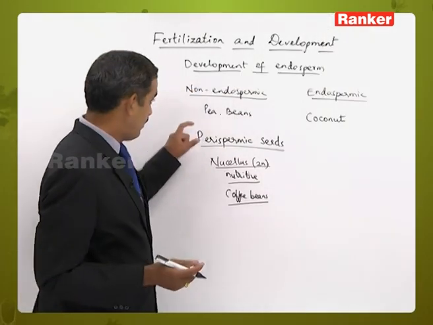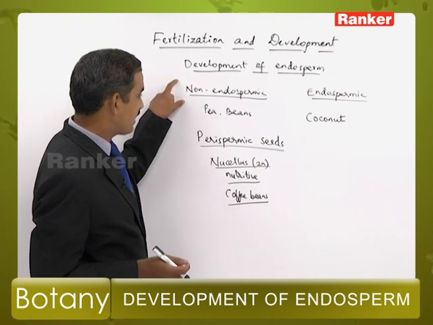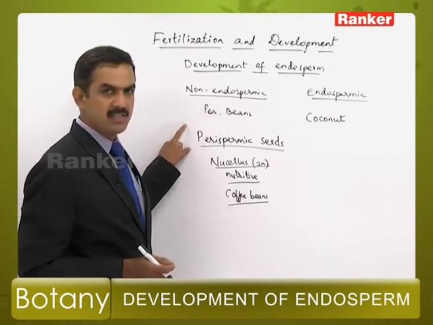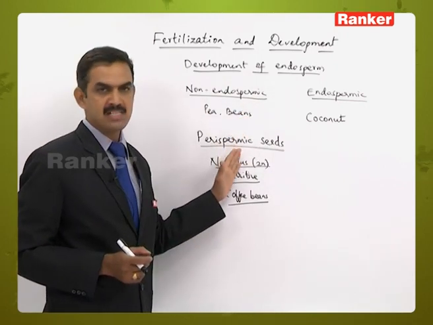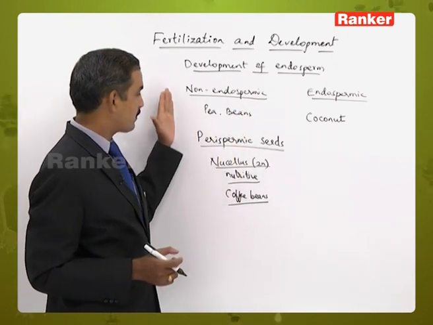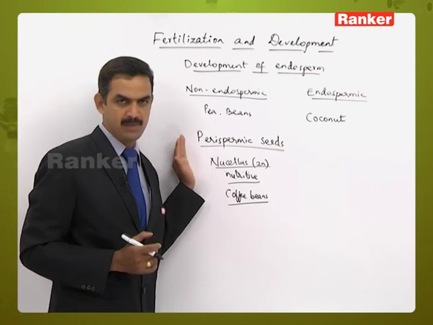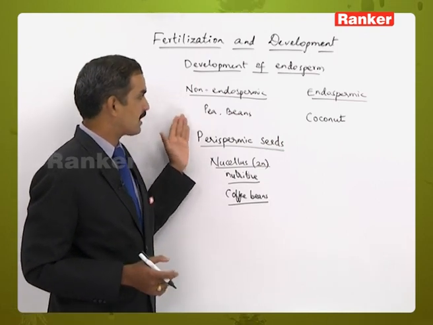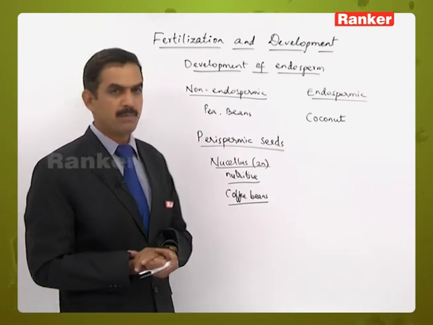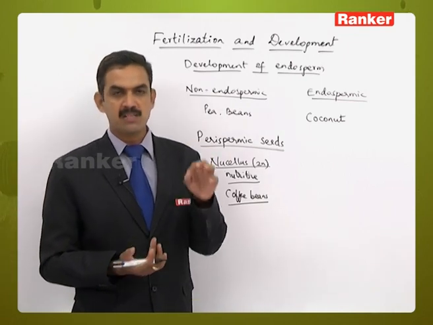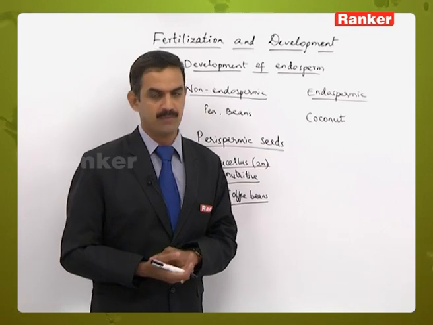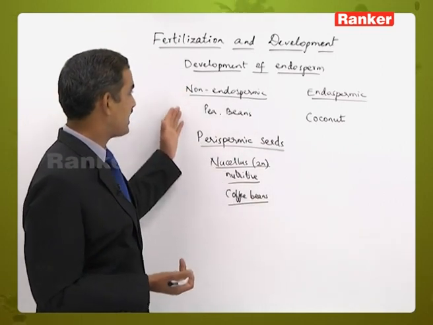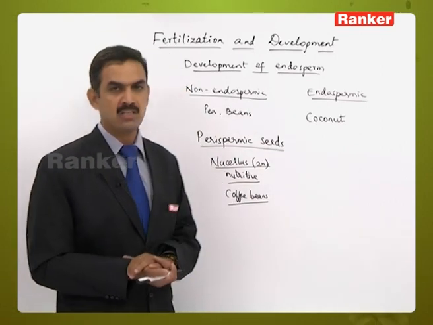Wherever the seeds are non-endospermic, in those seeds the perisperm may be seen, whereas in endospermic seeds perisperm is absent. So non-endospermic and perispermic seeds are present. It is not compulsory that all non-endospermic seeds should be perispermic, but perisperm is present in those seeds where the endosperm is completely consumed. So these are the changes which take place during the development of the endosperm.